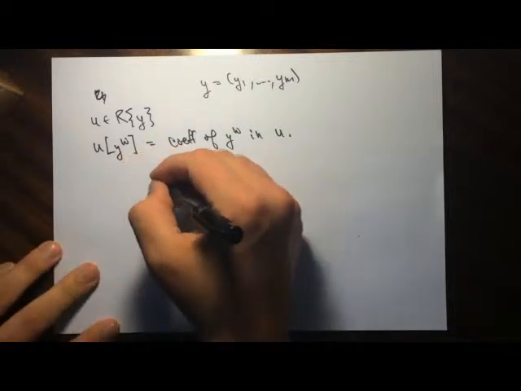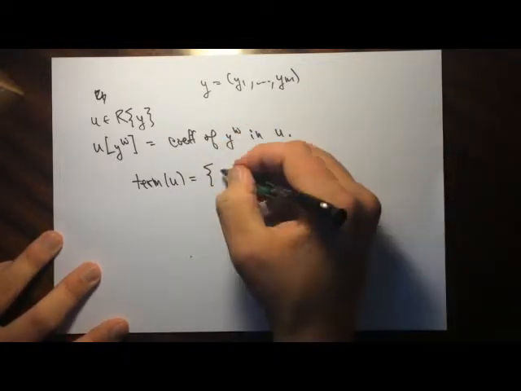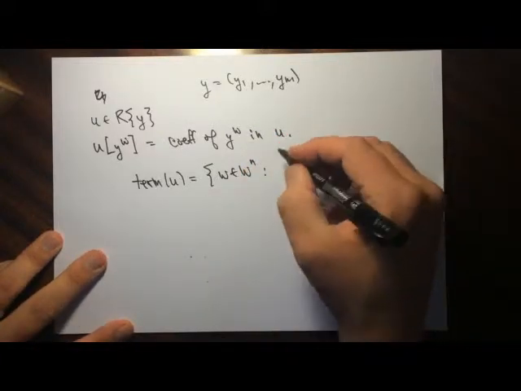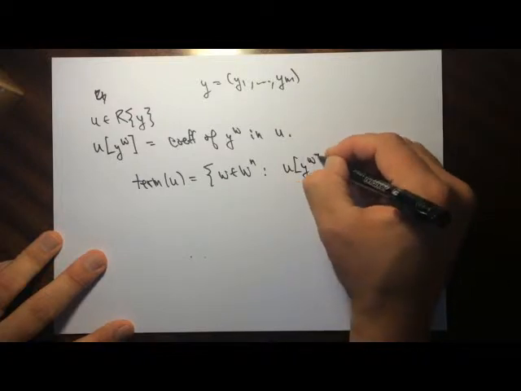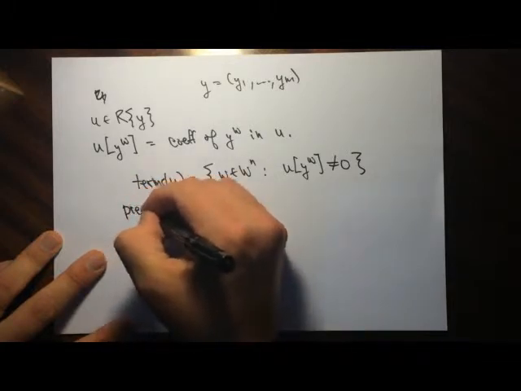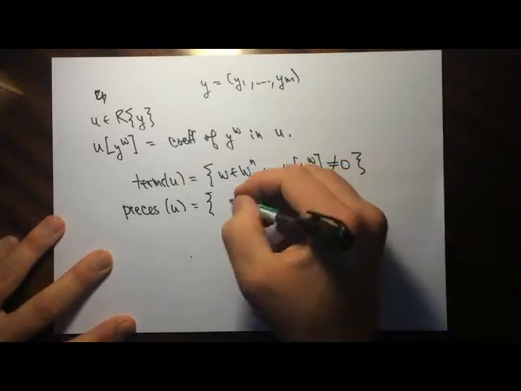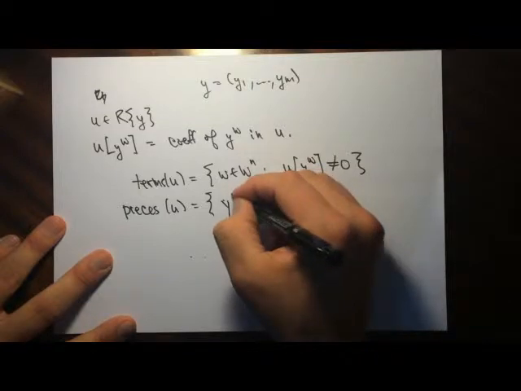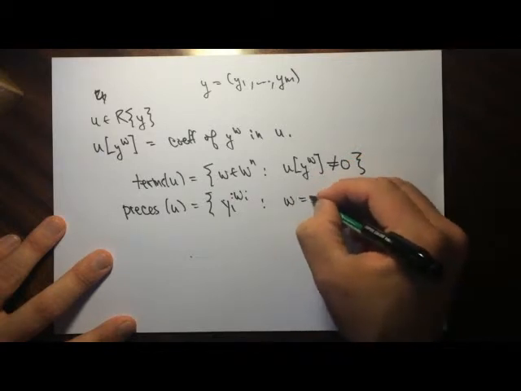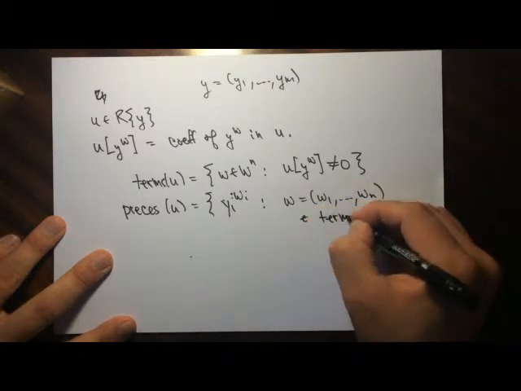Okay, then we're going to define the terms of u to be equal to the set of w, the weights, such that the coefficient of this weight is non-zero. So this is the terms of u. The pieces of u we're going to define to be the things that look like y_i to the w_i, where w is going to be here, when we take these things and we get a non-zero term from this w.